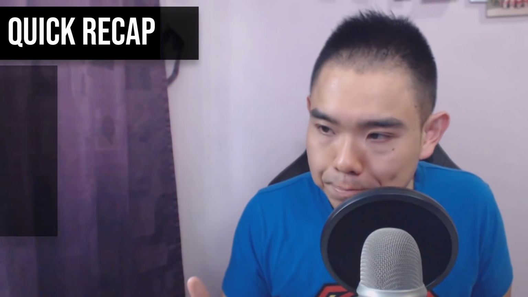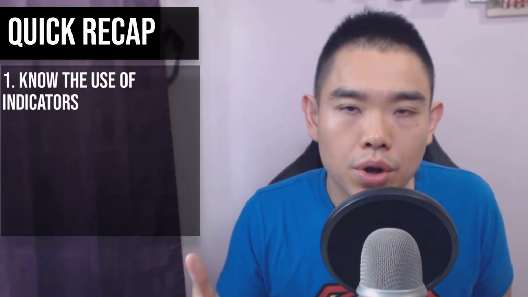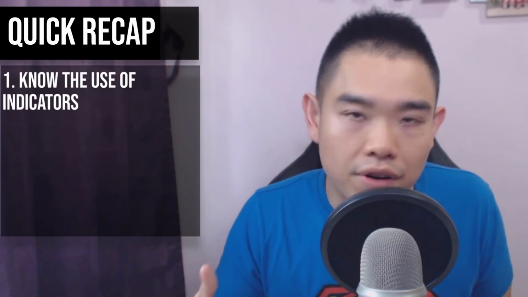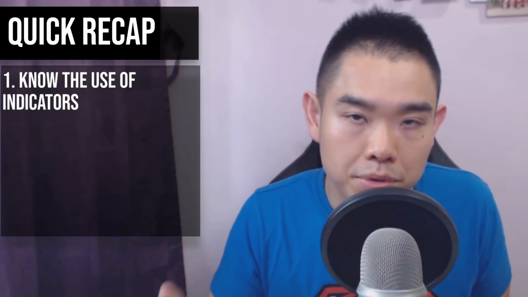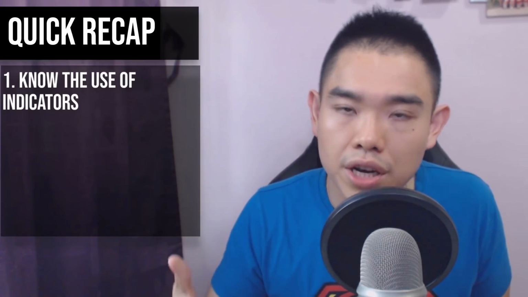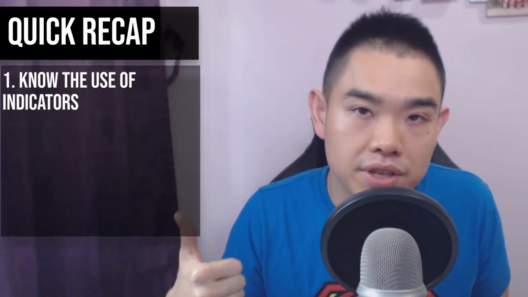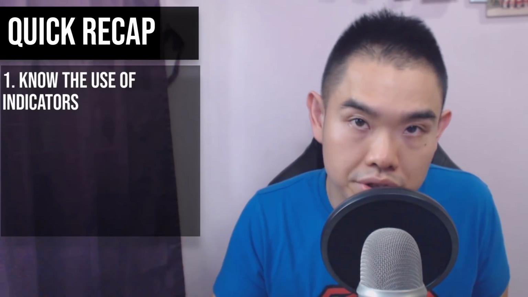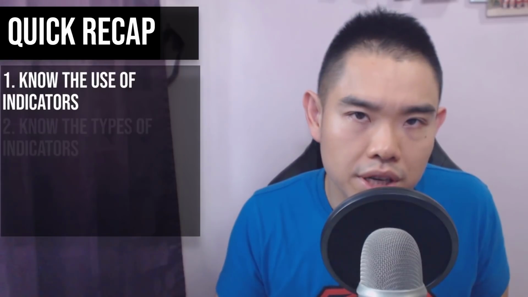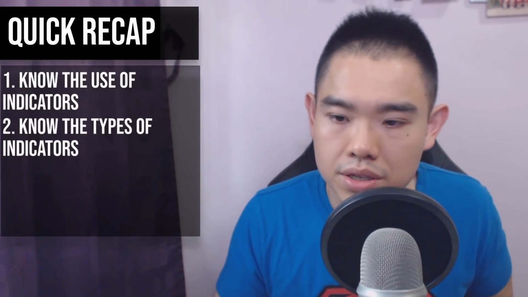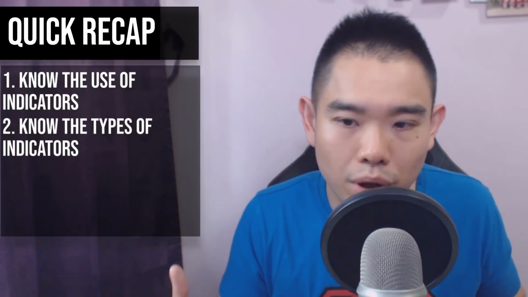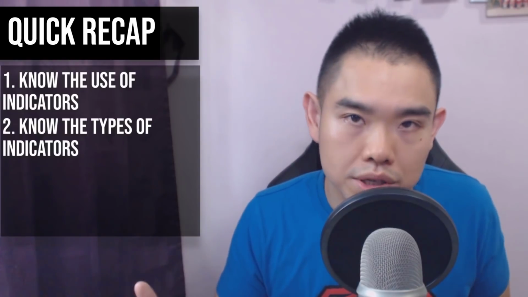So a quick recap for today's episode. Number one, know the categories, or rather the functions, of what trading indicators can be used for. It can help you define market condition, identify area of value, serve as an entry trigger, and exit your trade. Number two, know the types of indicators and the purposes of your indicators out there. This means that you have to really understand what the indicator is about, how it works, and so on.